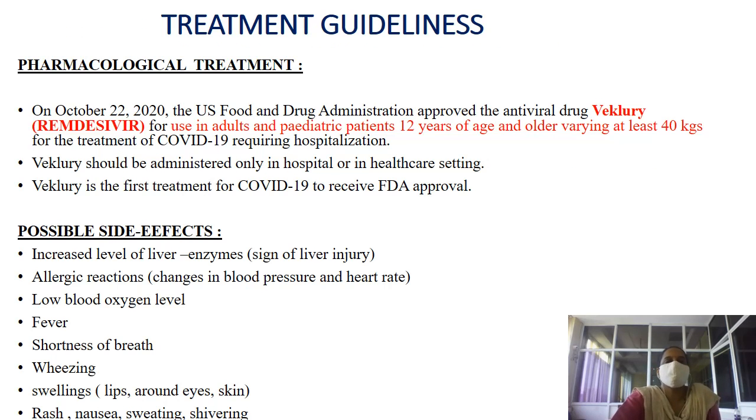What are the treatment guidelines for COVID-19? On October 22nd, 2020, the US FDA approved the antiviral drug remdesivir, used in adults and pediatric patients 12 years of age and older, weighing at least 40 kgs, for the treatment of COVID-19 requiring hospitalization. This remdesivir is administered only in hospital or healthcare settings, and this treatment received FDA approval.